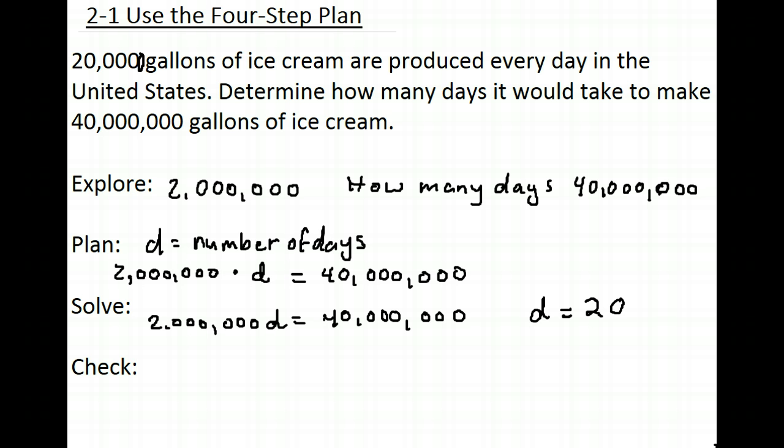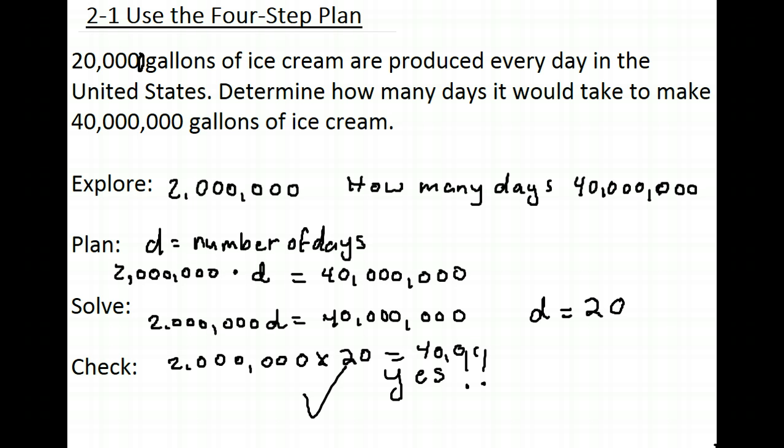And now let's talk about our check. If 2 million are produced in one day, then 2 million times 20, or 40 million gallons, are produced in 20 days. So this answer makes sense. It does check. Yes, this works. So it's 2 million times 20 equals our 40 million, which is an awful lot of ice cream.